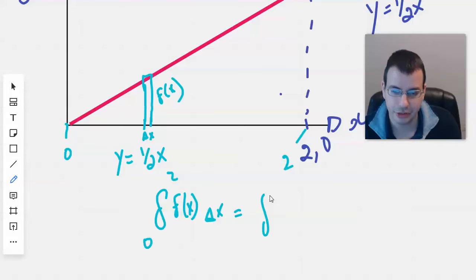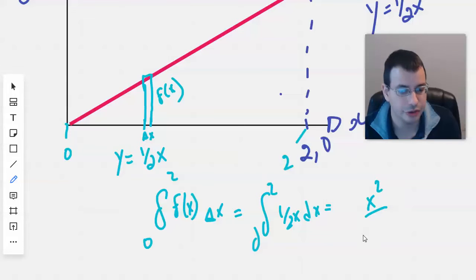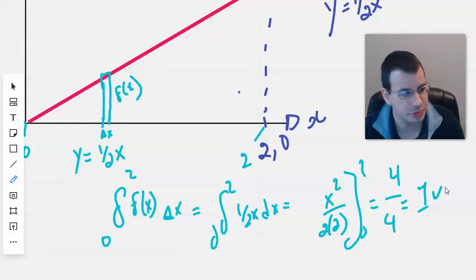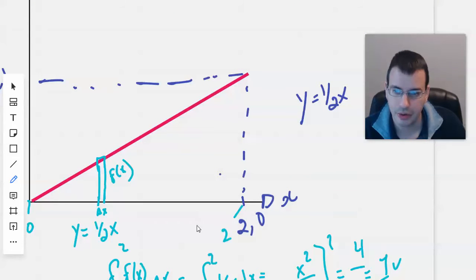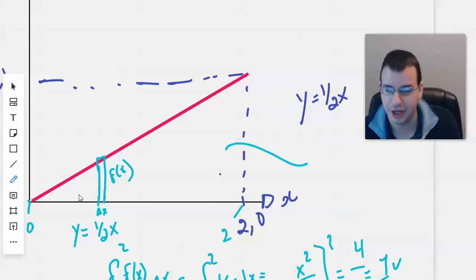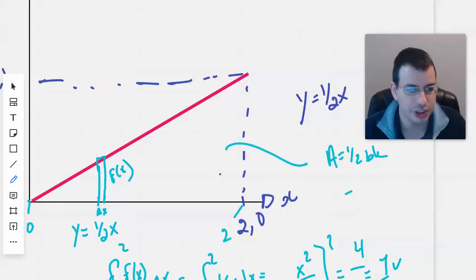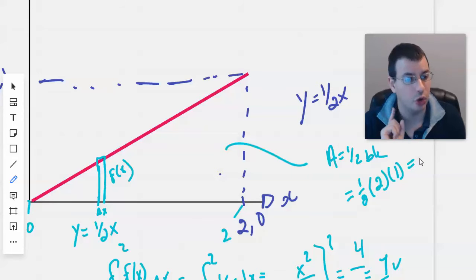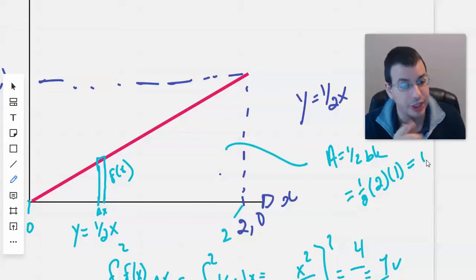So then f of x, so we'll do the integral from 0 to 2 of 1/2 x dx, which equals x squared over 4, from 0 to 2. So we have 4 over 4, which is 1. And this should be pretty standard by this point. So to check this, we have a triangle that's 2 by 1. The area of a triangle is 1/2 base times height, which in this case is 1/2 times 2 times 1, which equals 1. Does that equal 1? It does equal 1.